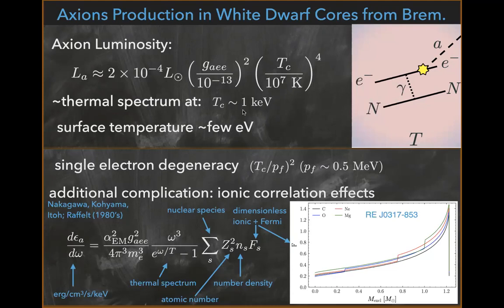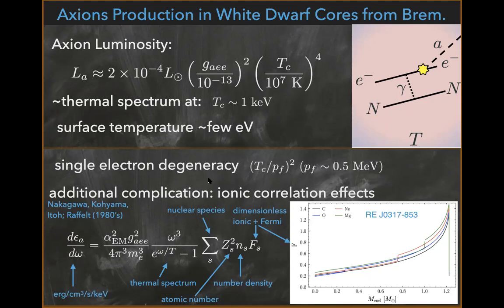It's in the visible, on the order of a few eV. Notice this only scales with the core temperature to the 4th power, and that's because only the electrons are degenerate inside of a white dwarf. The electrons are scattering off of non-degenerate ions, so the ions don't have that extra degeneracy factor. There are additional complications in the white dwarf case, although you can account for them more precisely.